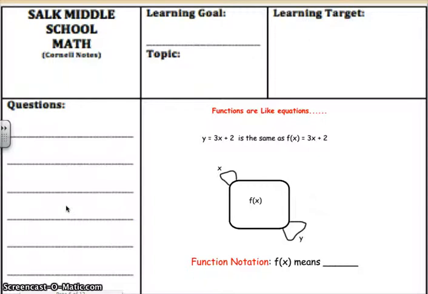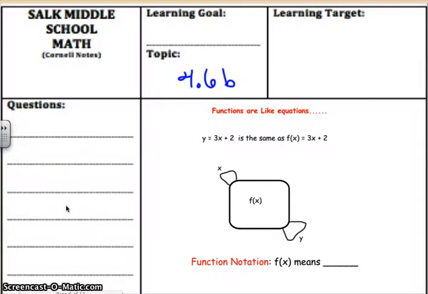All right, we're moving on to the second part of 4.6. This is 4.6b. What you're going to be able to do today is evaluate function notation, and you are going to be able to identify functions using what's called a vertical line test, which is actually awesome. It's super easy. Functions are like equations.